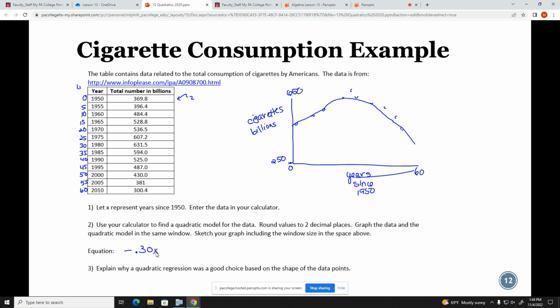So I'll fill that in from what we got on the calculator. And then it says, explain why quadratic regression was a good choice based on the shape of the data. The data had a clear maximum, like the vertex of a parabola.